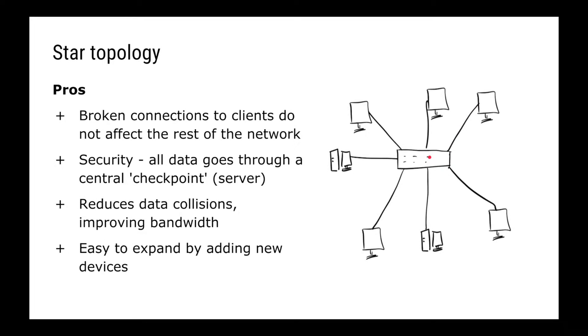Now, there are several advantages to star topologies, which is why they are by far the most popular network topologies. The most important ones are probably that if there's a broken connection between a client and the switch, it doesn't affect anything else on the network. So if we got rid of this connection here, you'd still have a perfectly good connection for all the other devices on the network. And security can be increased because all the devices have to send all their data through this central switch or server. And that server could act then as a checkpoint, checking for viruses and so on and so forth.